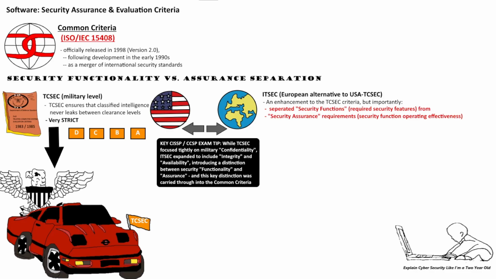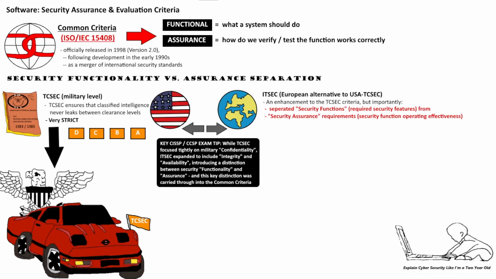And this leads us to an important keynote. The Common Criteria took this ITSEC distinction of functionality, which means what a system should do, and assurance, which means how we verify and test that the function works correctly. And this distinction was chosen over the TCSEC and thus built into the Common Criteria.